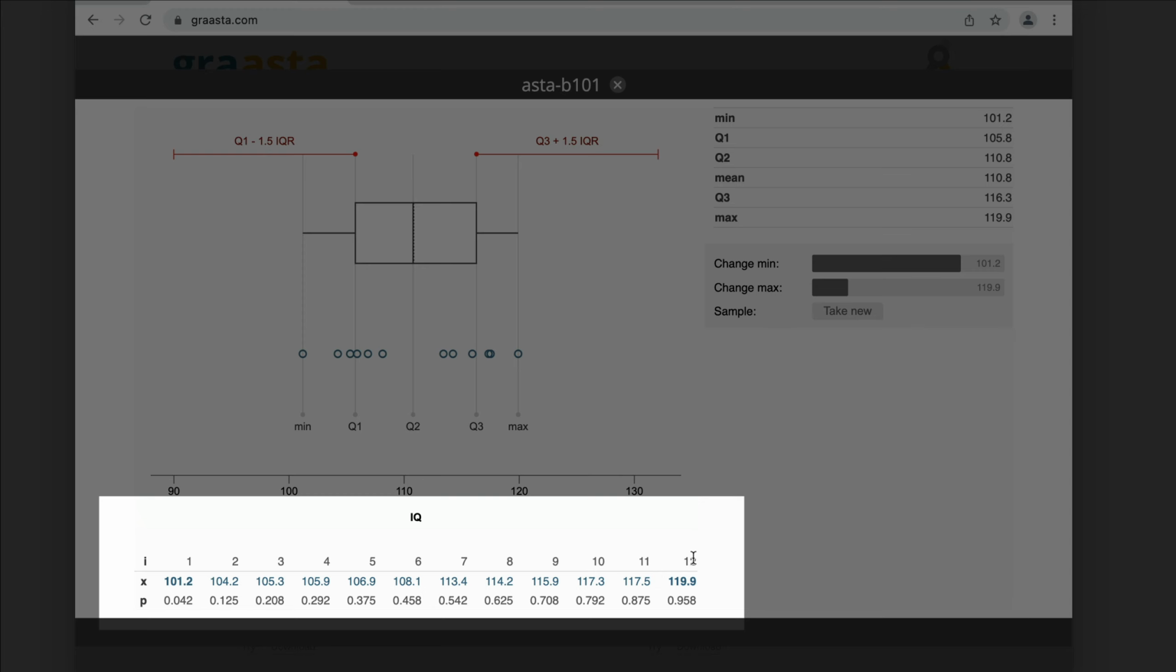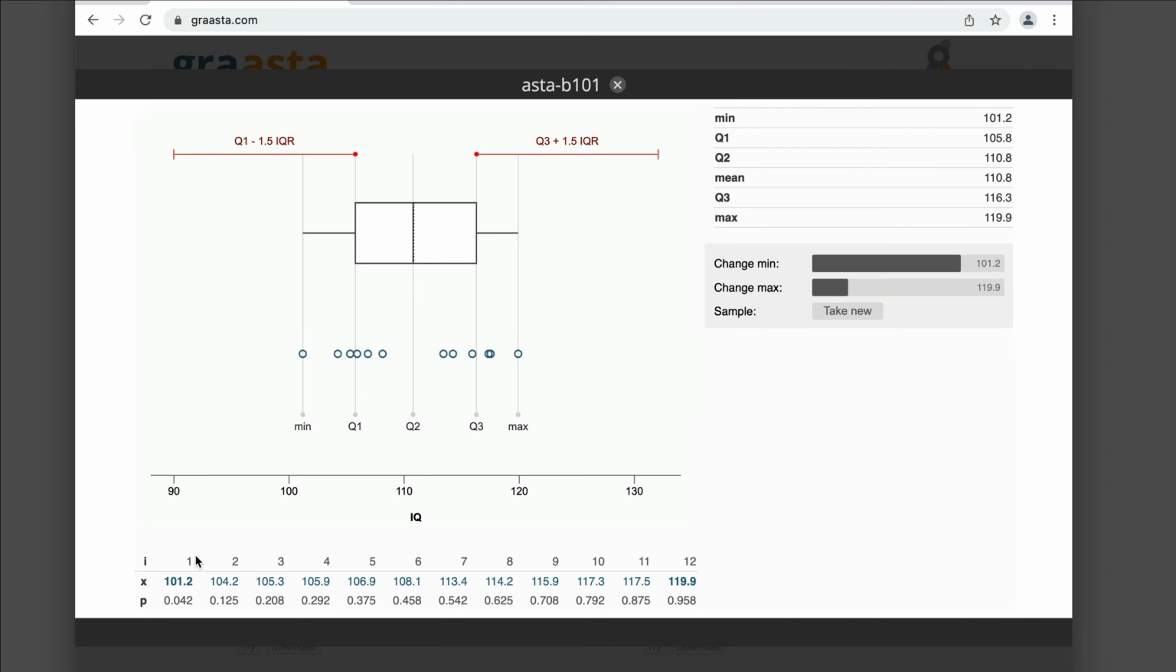Now we can think, okay, 12 values span 100%. So how much we have in between the first two? Apparently it will be 1 divided by 12, right? So it means that it's approximately 8.33% of the values. Then you have also 8.33% here, 8.33% here, and so on and so forth.